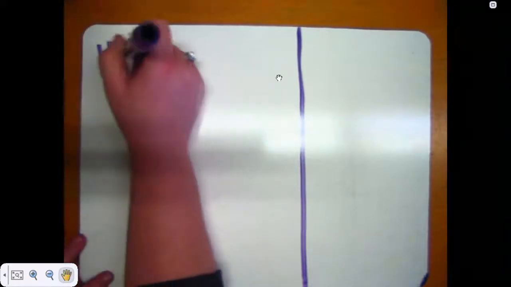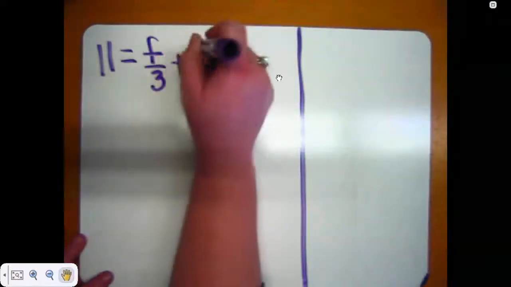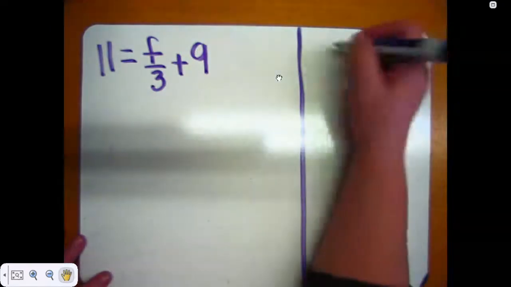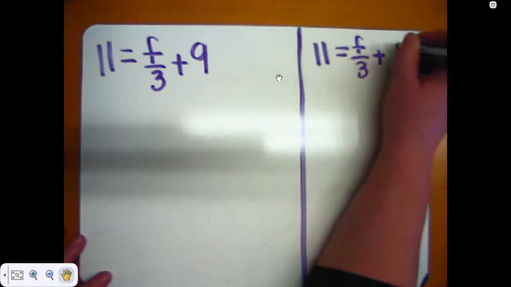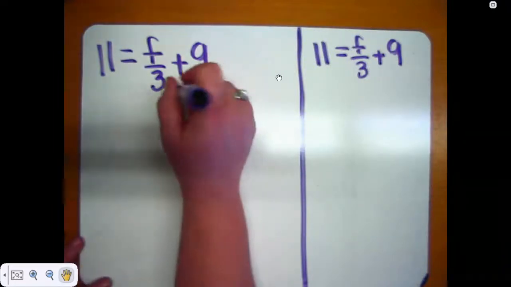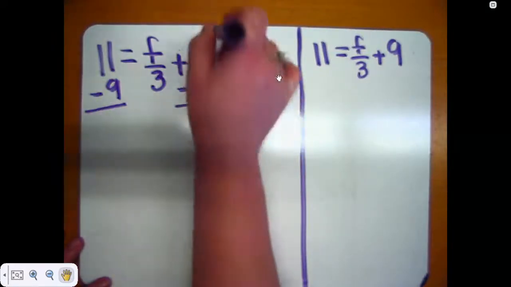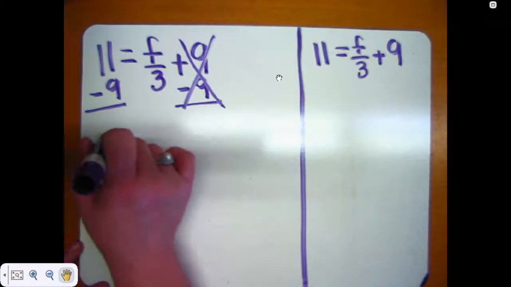Okay, this time let's do 11 equals f over 3 plus 9. 11 equals f over 3 plus 9. And I'm just going to go ahead and put it over here so I don't forget what it is. Okay, so I want to get my variable by itself, so I'm going to subtract 9 from this side, and I'm also going to subtract it from this side. This one goes away because +9 plus negative 9 is 0, and 11 minus 9 is 2.